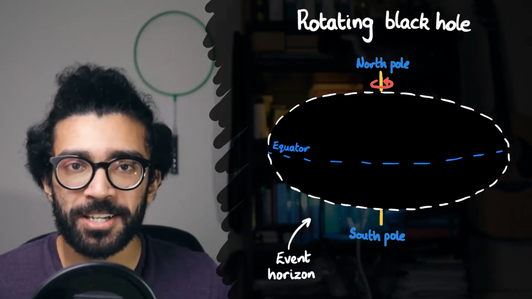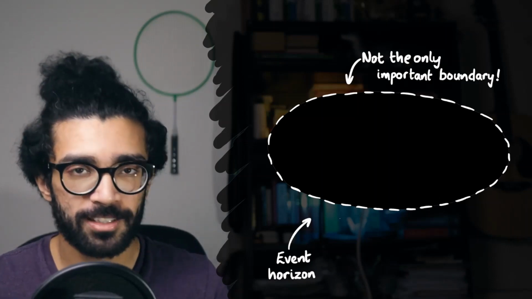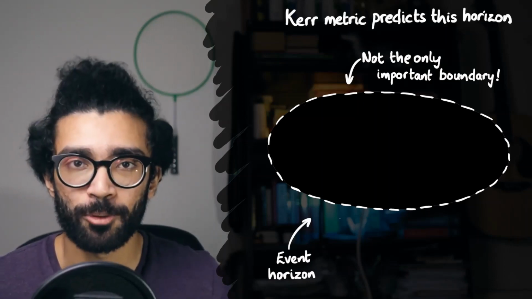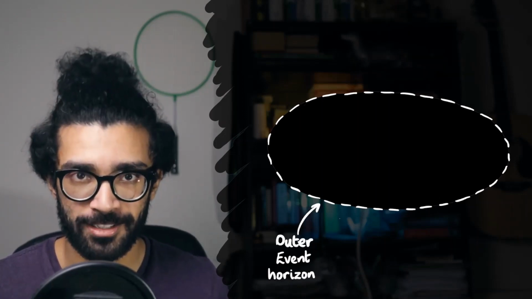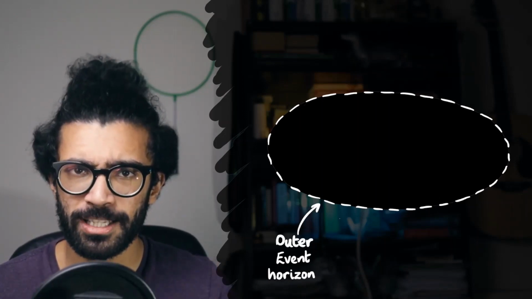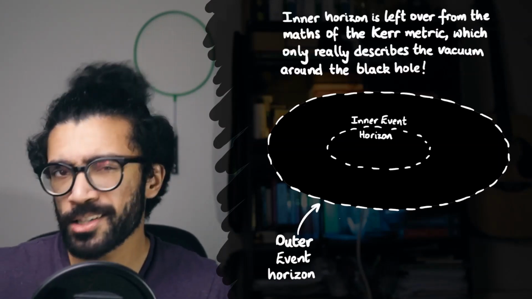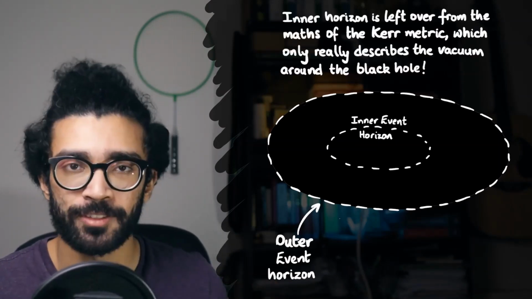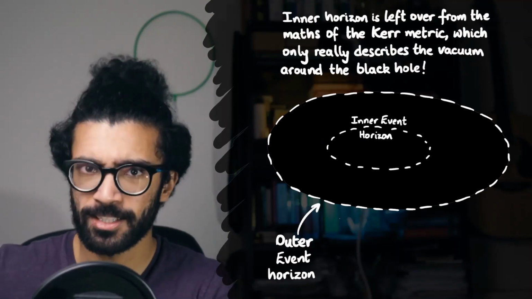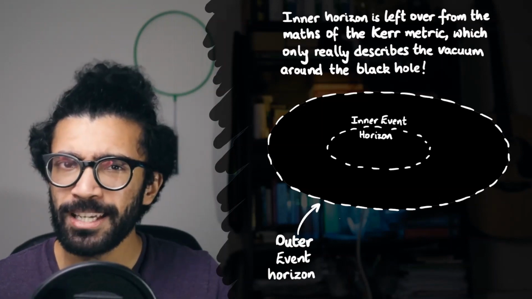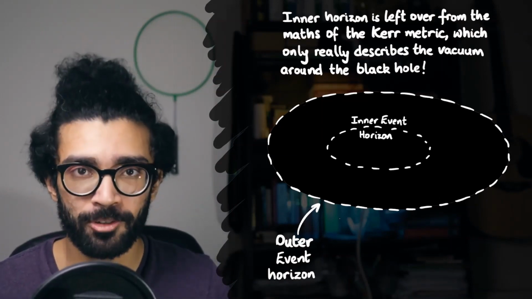Interesting. But as we mentioned earlier, this is not the only boundary we need to be studying. Firstly, the event horizon that we've just discussed comes out naturally from the Kerr metric's mathematics, but it's known as the outer horizon, which might suggest to us that there must be an inner horizon. Now, this inner horizon is basically just an artifact of the mathematics of the Kerr metric. It's not necessarily physical. It doesn't necessarily exist in the real world. And I'm being a bit weird about this, and there's a particular reason for that. In fact, there's a couple of reasons for that.